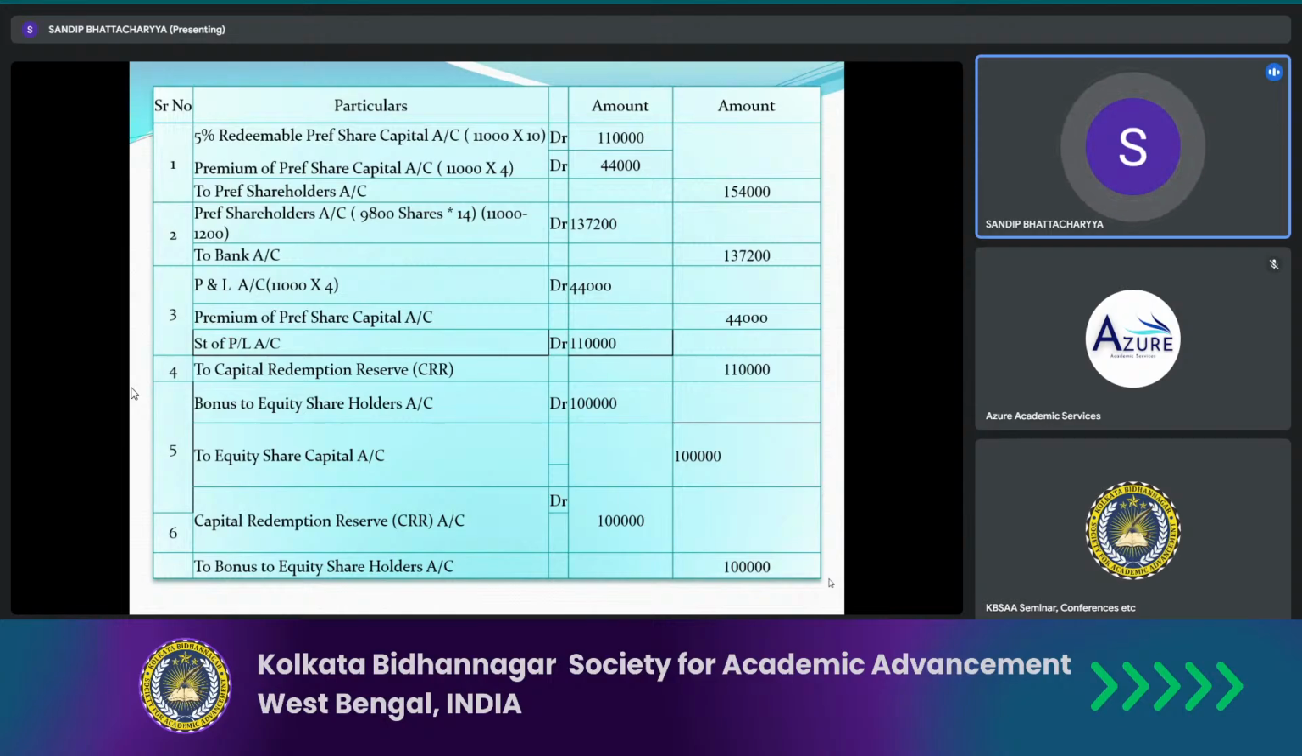And the last entry is the bonus to equity shareholders. As you know very well, that is 1 share for every 5 shares. So for 5 shares, it will be 1. So there will be 30,000 shares, so it will be 60,000. So it will be 60 plus 10, that is rupees 1 lakh. So these are the main theme of the second sum.